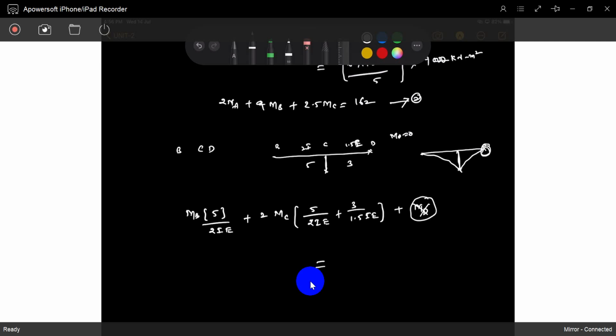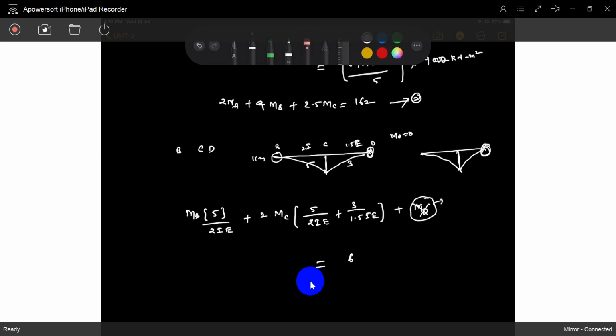If C is sinking, there is no effect on D, but we have to write it because we concluded MD is 0. So what will we get? C will go like this and like this. So B is, with respect to C, 15 mm above, and D is also 15 mm above. So that's why we taken it as a positive sign.